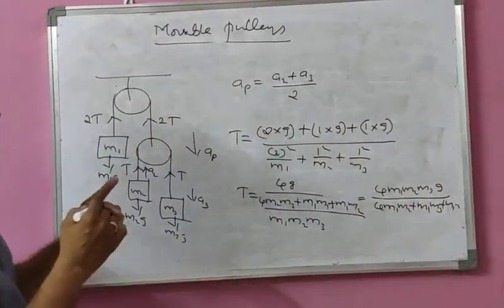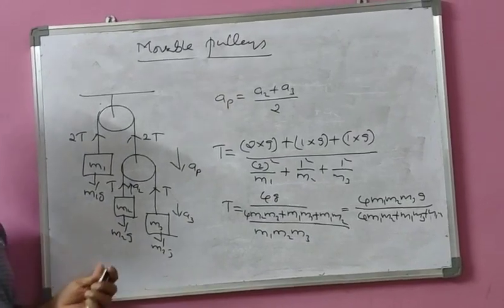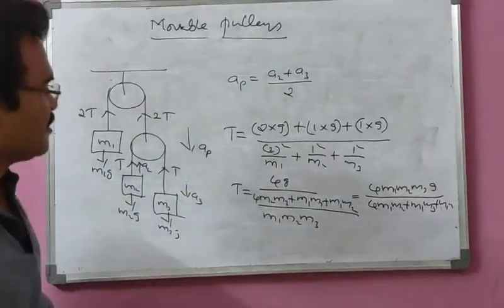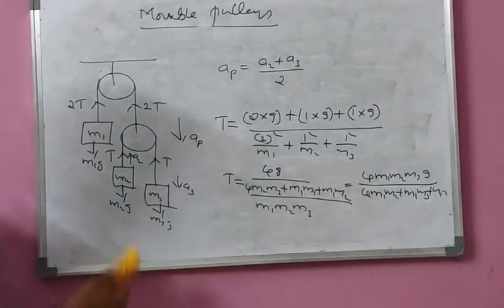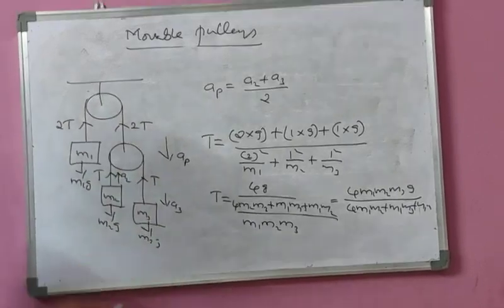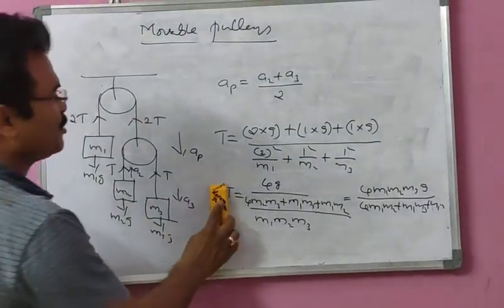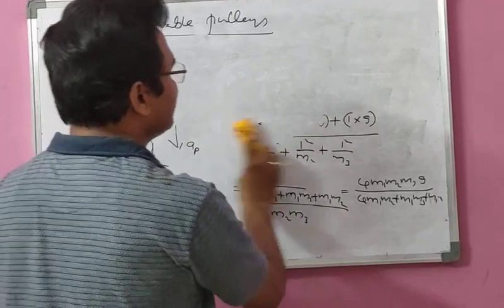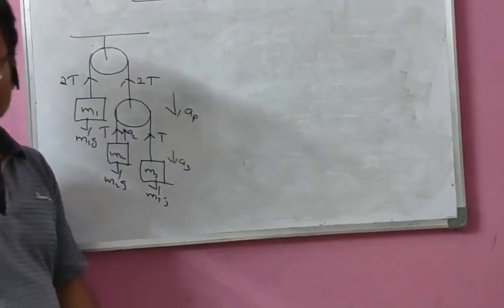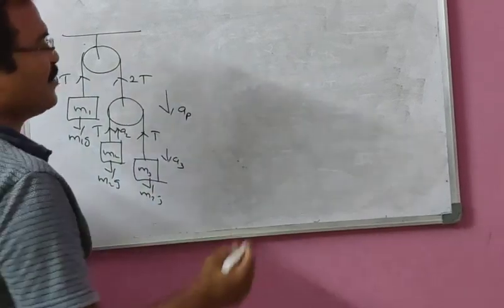So this is the way of calculating the tension in this case. Not only this one, we can also go for the other case, that means how to find the acceleration. I told you how to find the acceleration. Also, I'm going to tell you a shortcut method. The shortcut method to find the accelerations is by using the tensions.